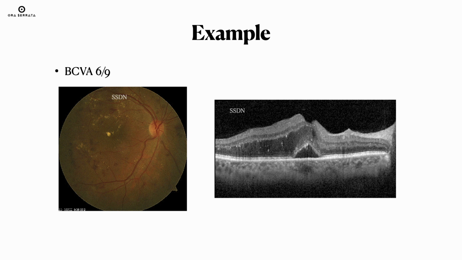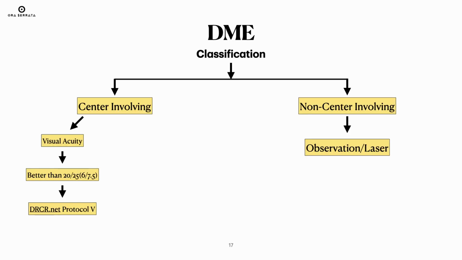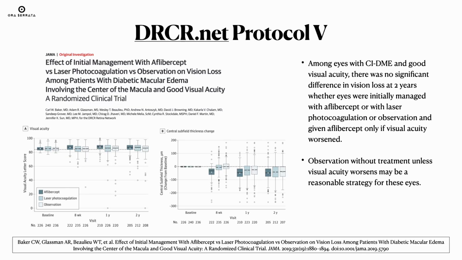So what do we do in this case? In such cases, we need to consider the visual acuity. If the visual acuity is better than 6/9, then according to the drcr.net protocol V, we can go ahead with observation.